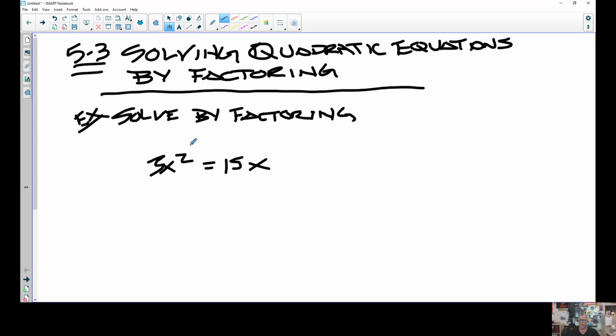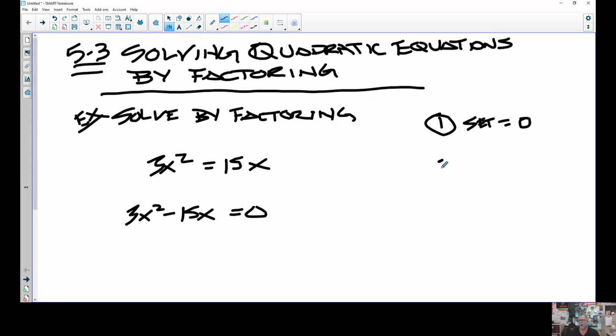The first strategy, the first thing you should always think of, and I'm going to write this over here, is set it equal to 0. I'm just going to shorthand it, set equal to 0. So what I want to do is subtract 15x from each side, and I want this to be 3x squared minus 15x equals 0. You want to look at that equation in that way. All right, now I'm looking at this, I got it set equal to 0.